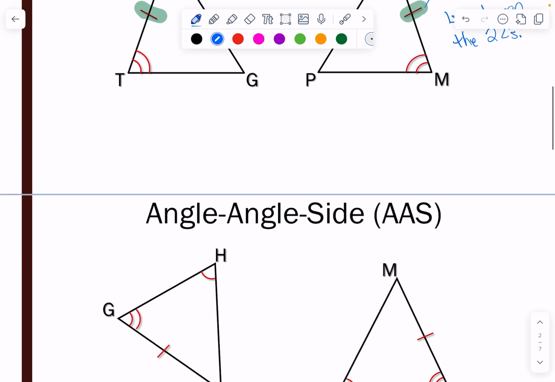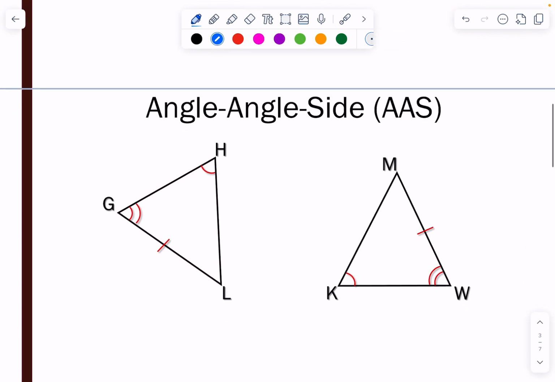Next, we have angle angle side, which is very similar, but this time the side is excluded, and that means it is not between the two angles. Okay, so this time now the side is not between the two angles.